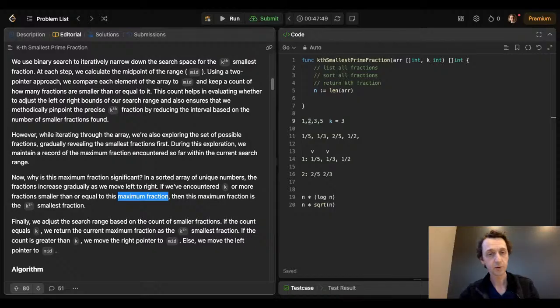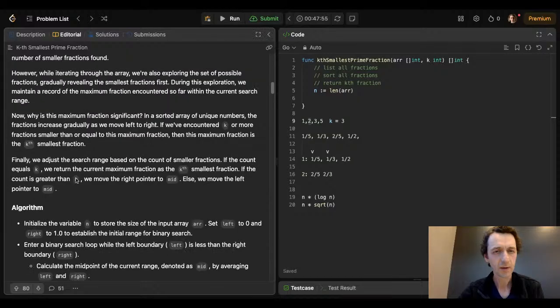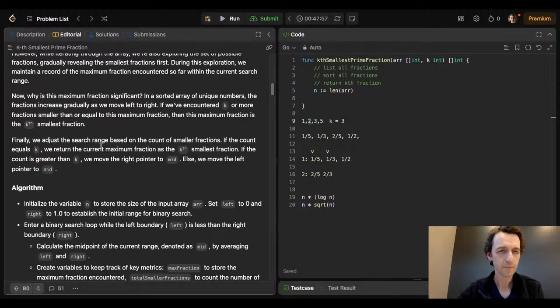Finally, we adjust the search range based on the count of smaller fractions. If the count equals k, we return the current maximum fraction as the kth smallest.